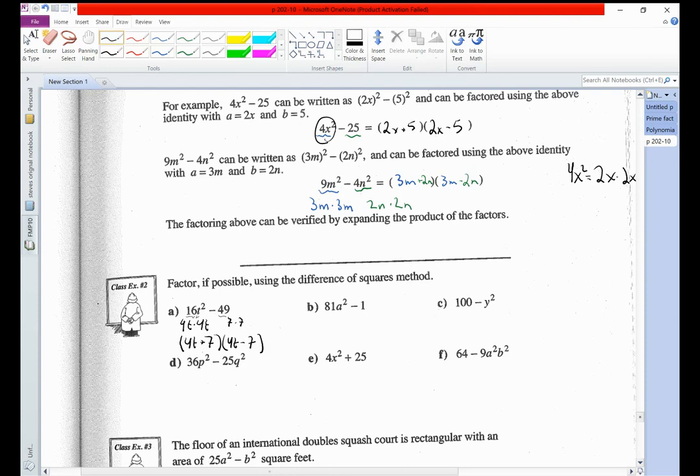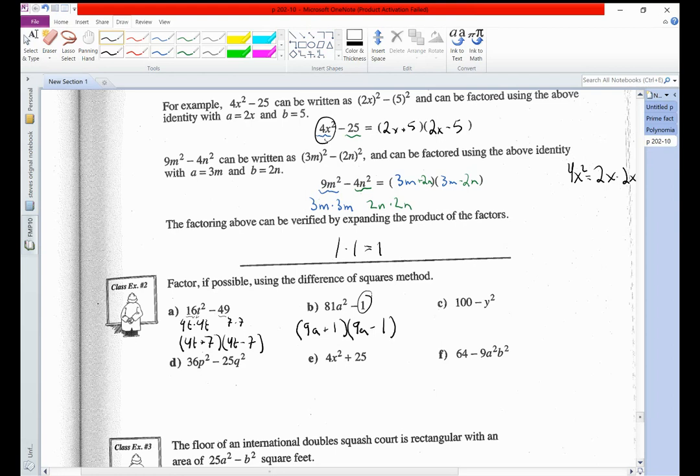What about the next one? 81a squared minus 1. Is the first term a perfect square? 81 is 9 times 9, which is perfect, and a squared is a times a. So we can split that first term into 9a and 9a. The second term, 1, is 1 a perfect square? This one throws people off quite a bit, but 1 is a perfect square because 1 times 1 is 1. So 9a plus 1 and 9a minus 1.